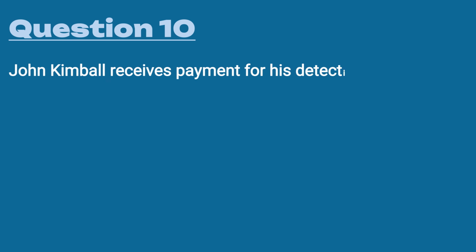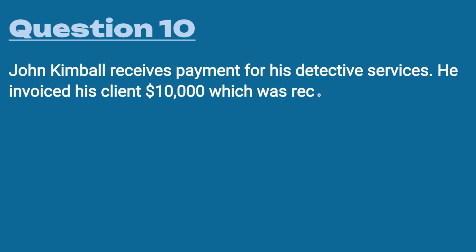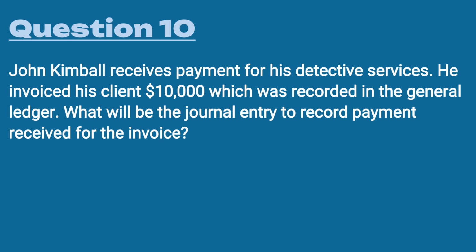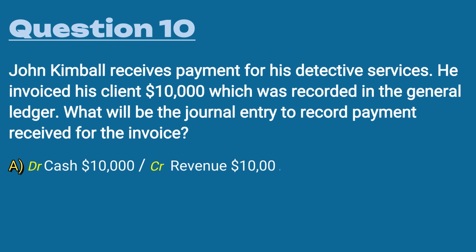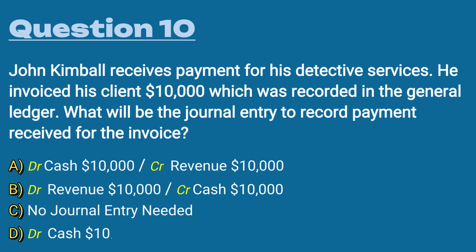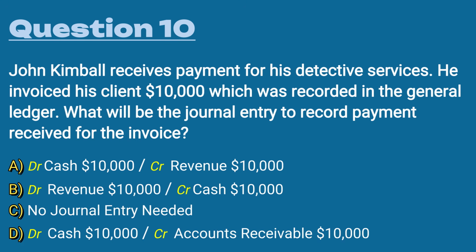John Kimball receives a payment for his detective services. He invoiced his client $10,000, which was recorded in the general ledger. What will be the journal entry to record payment received for the invoice? A, debit cash for $10,000, credit revenue for $10,000. B, debit revenue for $10,000, credit cash for $10,000. C, you don't need a journal entry at all. D, you debit cash for $10,000 and credit accounts receivable for $10,000.